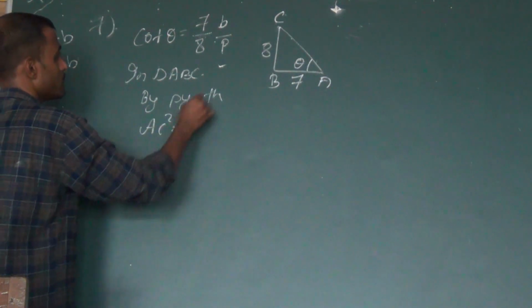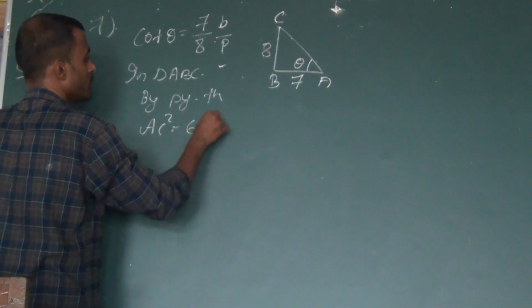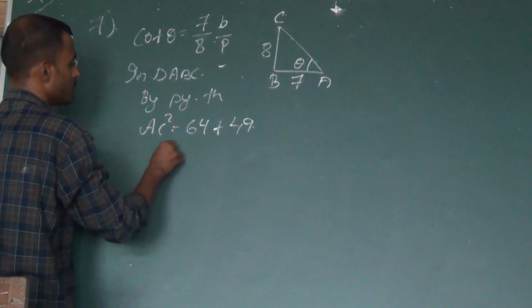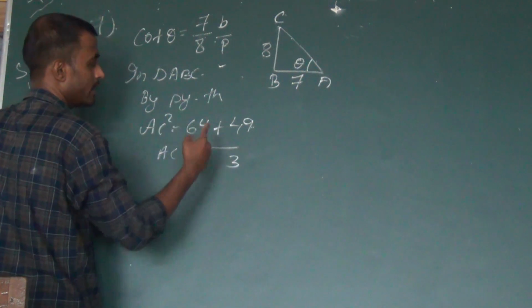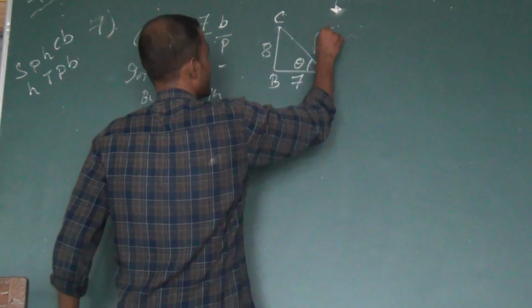AC square is equal to opposite square. What is opposite? Opposite is number 8. 8 square is how much? 64 plus 7 square. 7 square is 49. So AC is equal to square root of 64 plus 49. 9 plus 4 is 13, 1 carry. 4 plus 6 is 10, 10 plus 1 is 11. We get 113 here. Square root of 113.